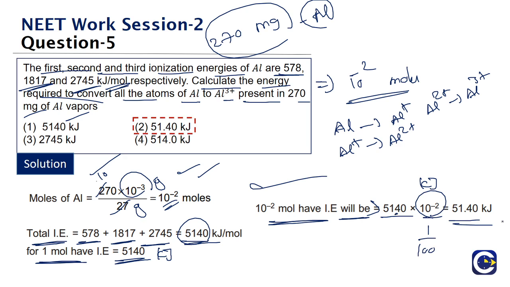So what is our task here? We are trying to convert all of this aluminum, which is the 270 milligrams, into Al3+. For that, how much energy are we going to require? We will be requiring 51.40 kilojoules.